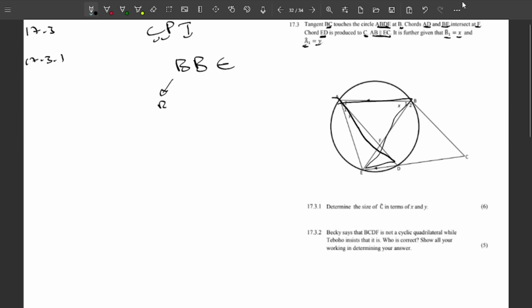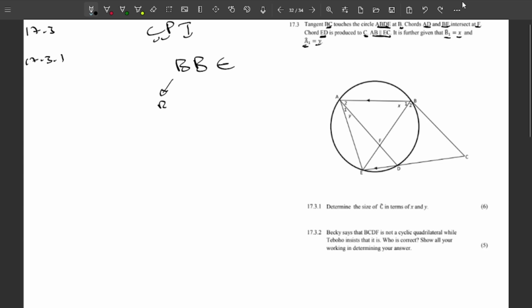Okay, good. Now let's begin. Let's start to attempt the problem. So now, since we know that it's a bow tie, we know that we're going to have angles in the same segment. You see how much easier it makes our life, right? Now determine the size of angle C in terms of X and Y. Now a lot of students start to panic when they get here, but don't forget that this is a what?